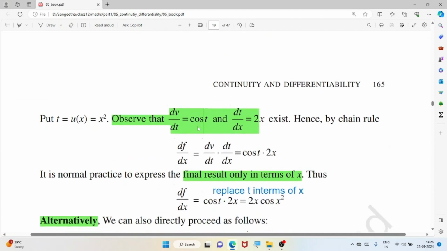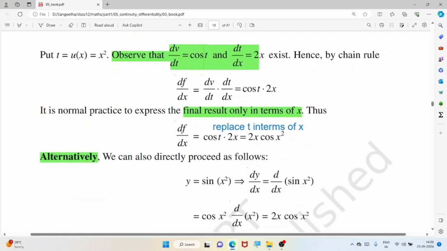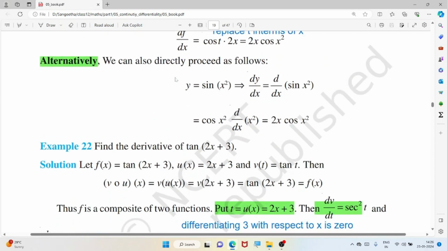The derivative of sine t is cos t, then the derivative of x square is 2x. Then you apply that rule, so cos t into 2x. Now you replace the t, that is x square here. You can also directly do it: cos of x square into 2x.